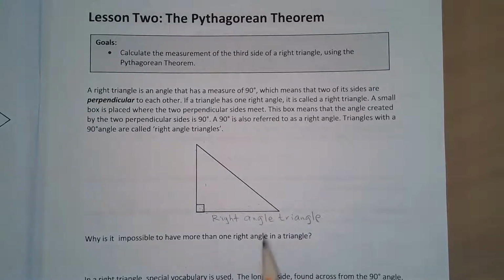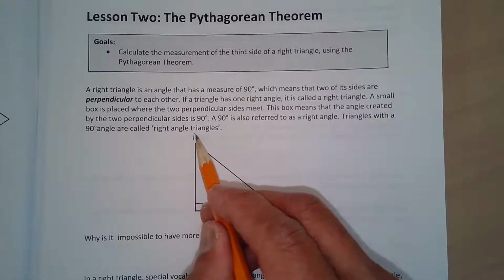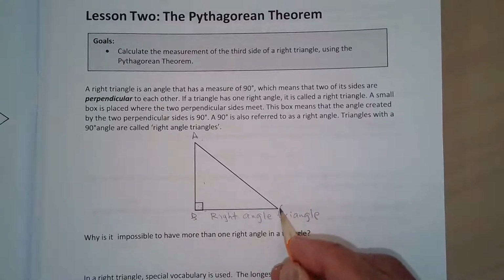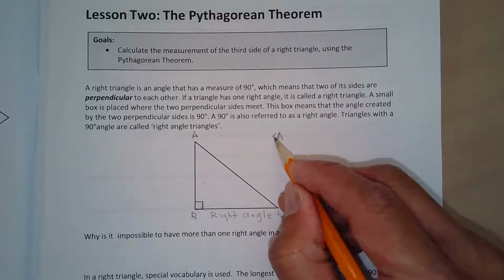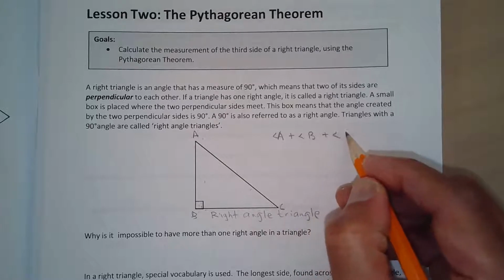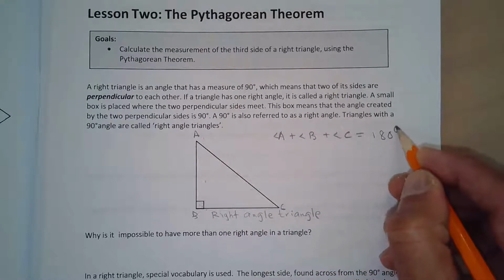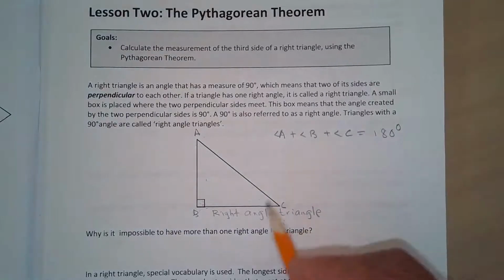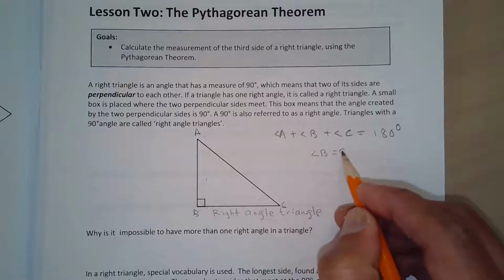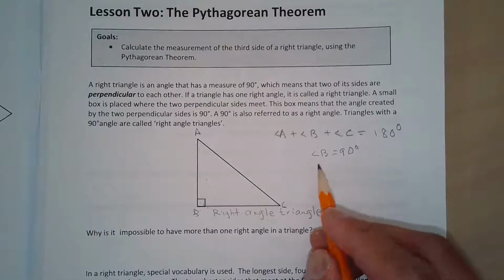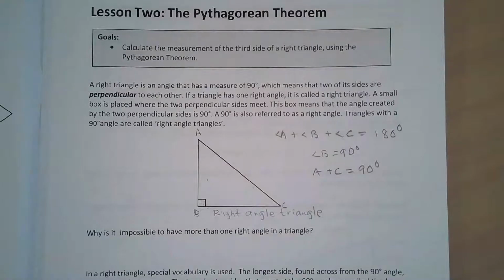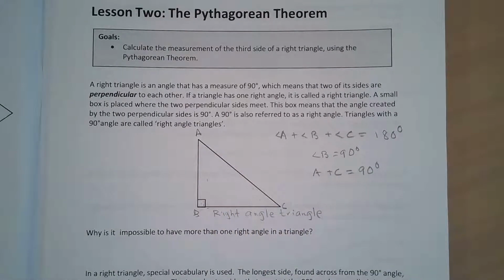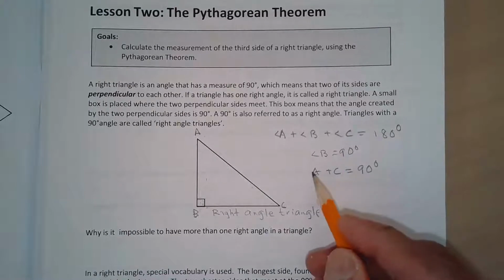Now, if we call these three angles angle A, angle B, and angle C, the sum of angle A plus angle B plus angle C is equal to 180 degrees. Let's say angle B is equal to 90 degrees. Therefore, angle A plus angle C will also be 90 degrees. We don't know what angle A or angle C is, but later on we'll find out how we can calculate those two angles.